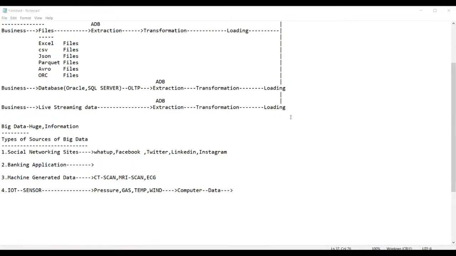Those are connected to the computers. Whatever is recorded, the data will be transferred to the computer, and from the computer the data is kept into files. Again, it is transformed further for analysis. So basically, this is how exactly the process moves on.